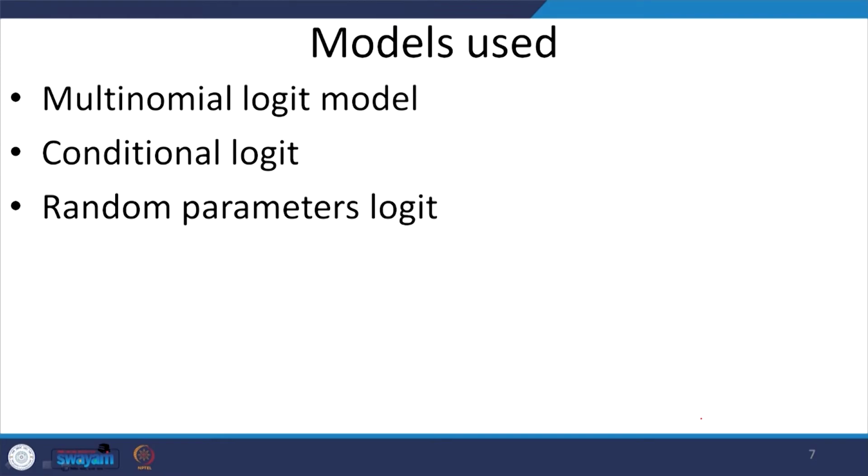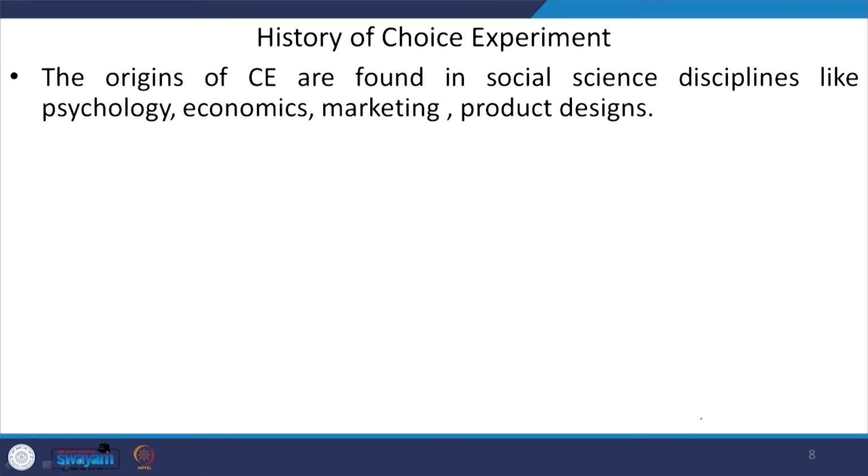And so far as the models are concerned, what kind of models can we use for doing this choice experiment? We can use certain econometric models like multinomial logit or conditional logit and random parameters logit. So, these are the popular applications of these models in choice experiment or choice data.